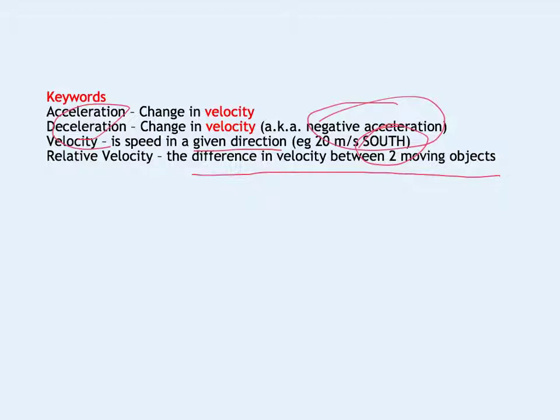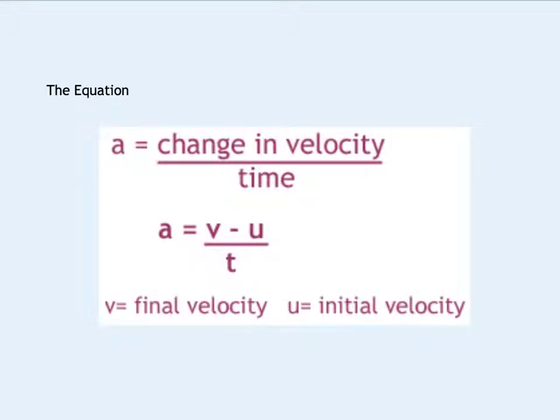Right, so we're going to start by looking at acceleration. Simplest way of thinking about acceleration is speeding up. Now you're going to need to know the equation. So acceleration here is the change in velocity divided by the time taken for the change.